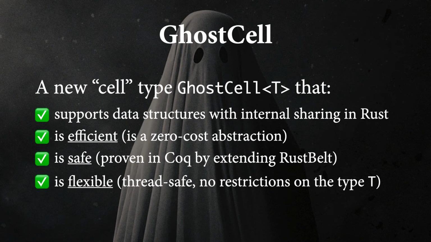Ghost Cell is a new cell type, which, like the existing cell types, provides support for interior mutability, for mutating safely through a shared reference. But unlike the existing cell types, Ghost Cell overcomes the trade-off between safety and performance. First of all, it's efficient. Ghost Cell is a zero-cost abstraction, meaning that it does not incur any dynamic cost in terms of time or space. Second of all, it's safe. We've done a formal proof that Ghost Cell is a safe extension to the Rust language, and we've mechanized that proof within the Rust Belt framework, which is implemented in Coq. And last but not least, it's flexible, meaning that unlike some existing cell types, Ghost Cell is thread safe and does not place any restrictions on the type of data being shared.